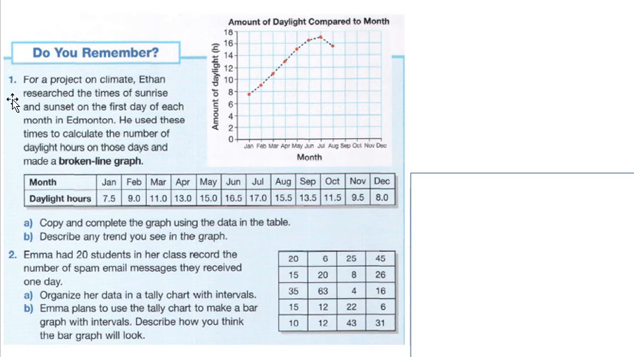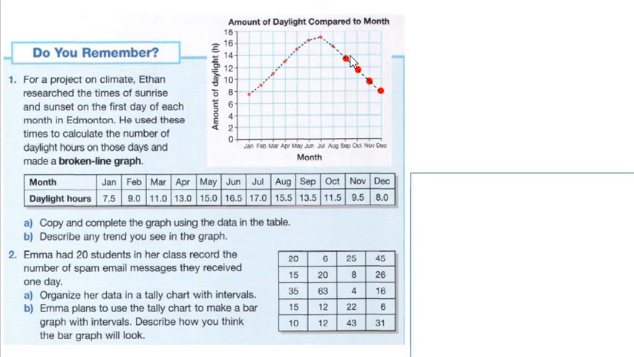Number 1, for a project on climate, Ethan researched the times of sunrise and sunset on the first day of each month in Edmonton. He used these times to calculate the number of daylight hours on those days and made a broken line graph. Along the top in this chart, we see the months, and in the bottom part of the chart, we see the number of daylight hours. It says complete the graph using the data in the table, and then describe any trend you see in the graph. We're going to fill in the rest of this graph after August, starting now.